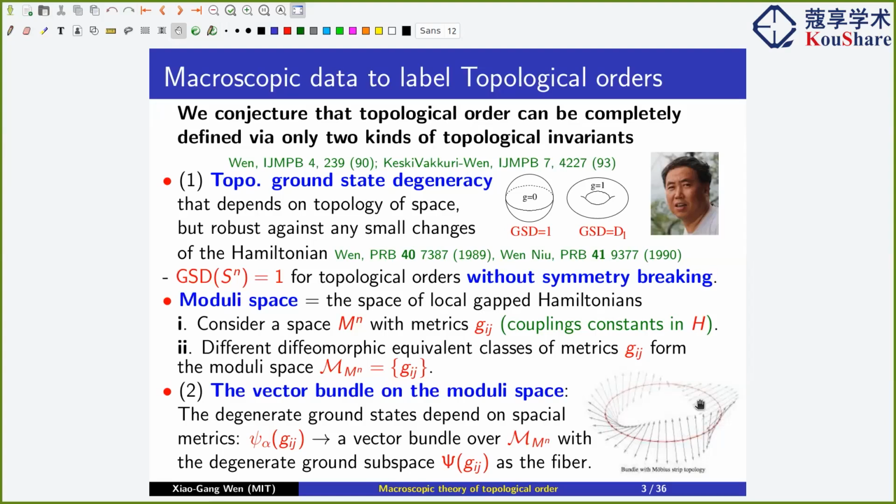So here is very similar. Here our base space is labeled by parameters in the Hamiltonian, just the coupling constants. But the fiber is the degenerate ground subspace. That's the fiber. So we really have this fiber bundle. This fiber bundle captures a lot of information, and so this became one way to describe topological order: it's really a fiber bundle over this moduli space.